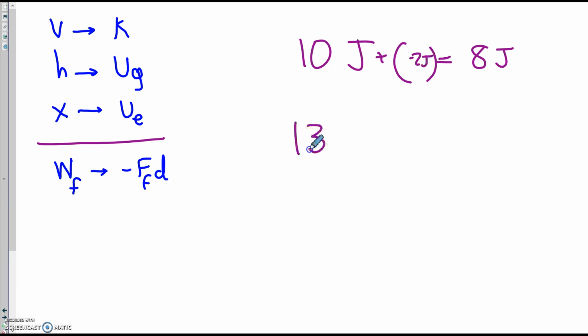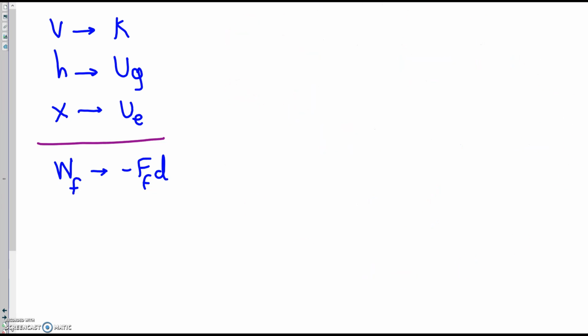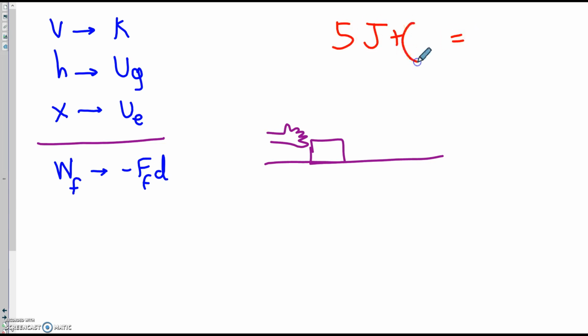Or maybe you start with 13 joules, and air resistance takes away 5 joules. It does negative 5 joules of work. We would have to add the work from friction. But maybe it's not friction. Maybe you've got a block sliding around on a table, or an air hockey puck sliding around on the table, and you come in and you give it a push every now and then. Well, if you start with 5 joules in the system, and you do positive work, positive 3 joules, that would give a final energy of 8.